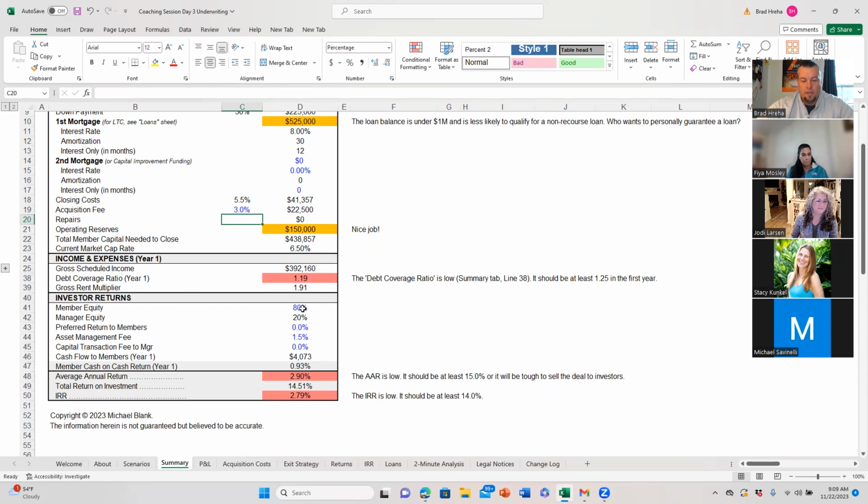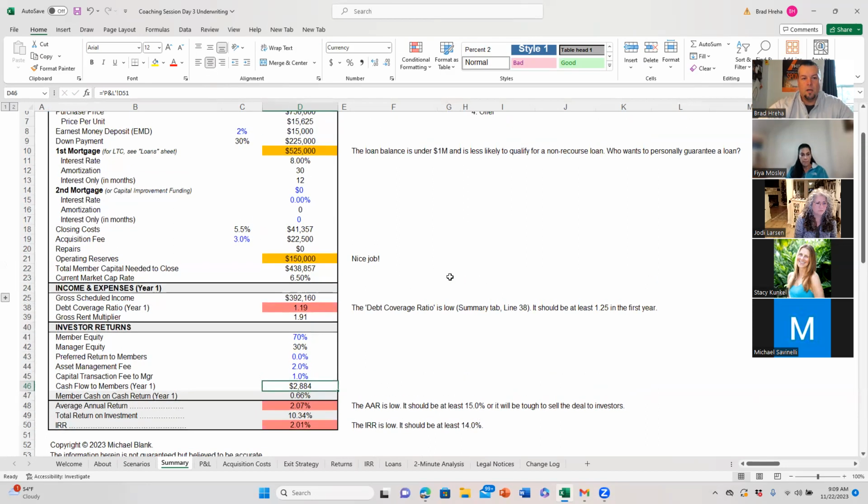So based on what you do as a group, whether you want to do an 80-20 split, a 70-30, a 50-50, however you want to divide up the deal is this is where you go. We generally do a 70-30. Asset management fee is normally 2%. And then capital transaction fee to a manager. This is when you sell the property, so generally 1%.